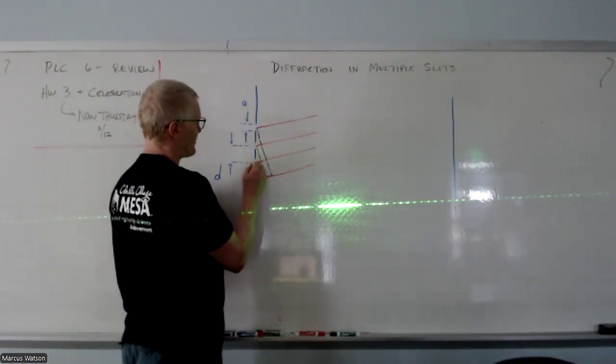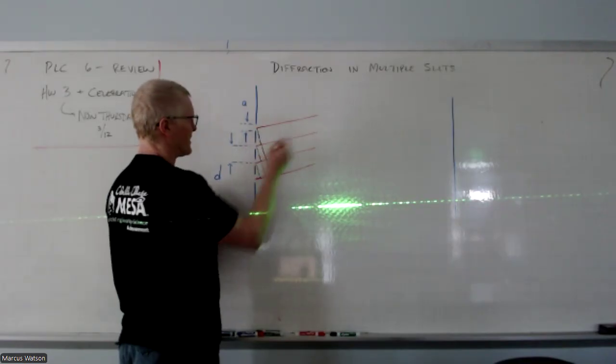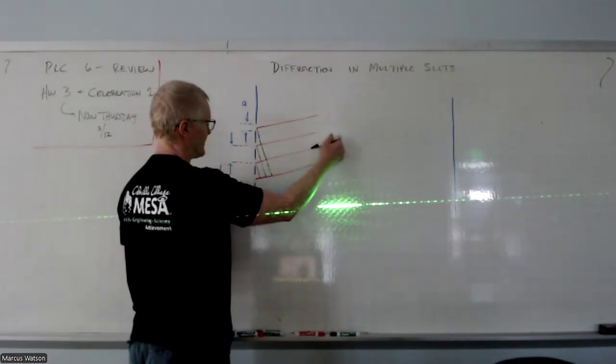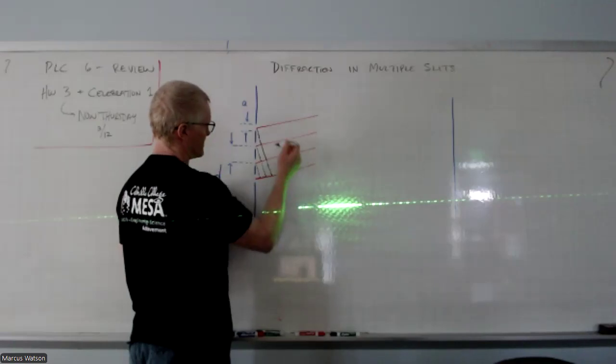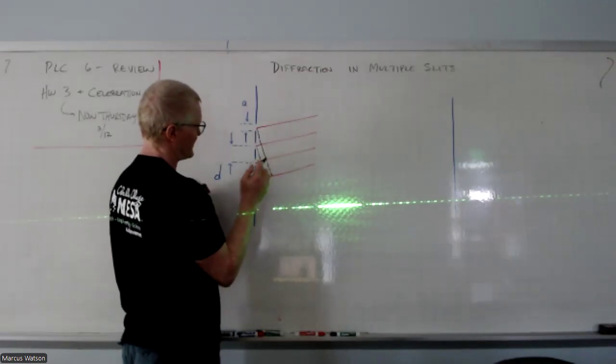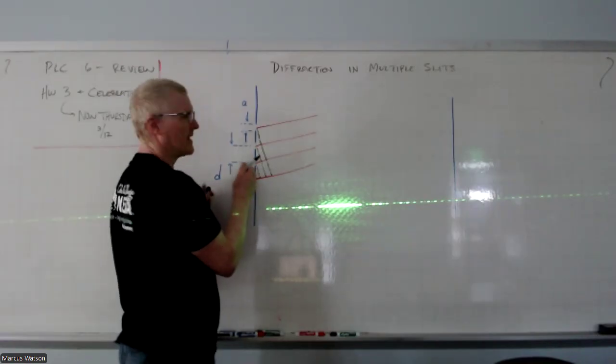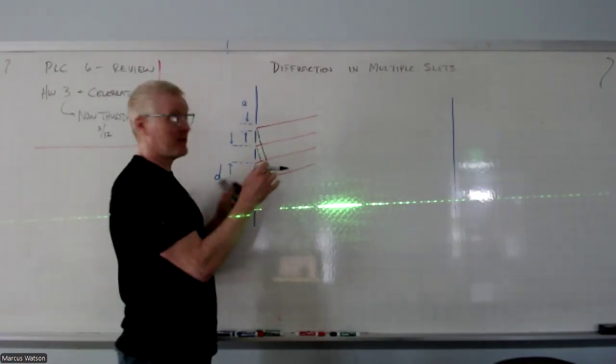If I make this a full path length difference, one full wavelength between 1 and 3, then 1 and 3 construct. That would mean 2 and 4 should also construct because they're the same distance away. All right, so that's not going to work. But that means I'm going to get a bright spot at that angle as well.